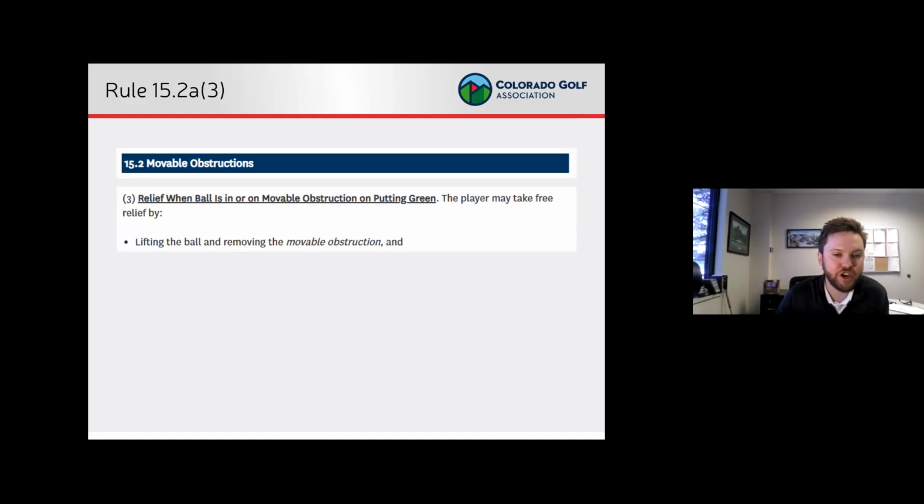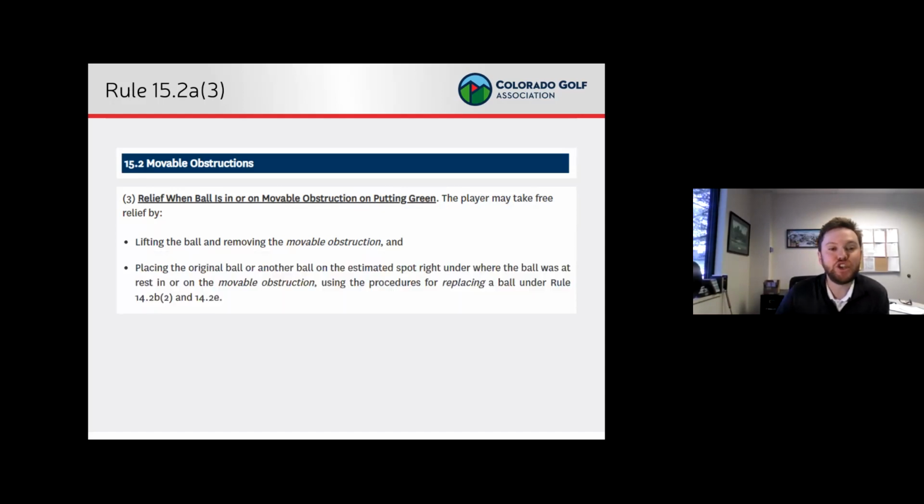It is off the putting green. Placing the original ball or another ball. Again, you can use a separate ball here because it doesn't own a spot on the golf course, even though we're placing it because it's on the putting green, it doesn't own that spot because it's not even touching the spot. It's not even touching grass here, right? Place that ball or another ball on the estimated spot right under where the ball was at rest in or on the movable obstruction, using the procedures for replacing a ball under Rule 14.2b2 or 14.2e.